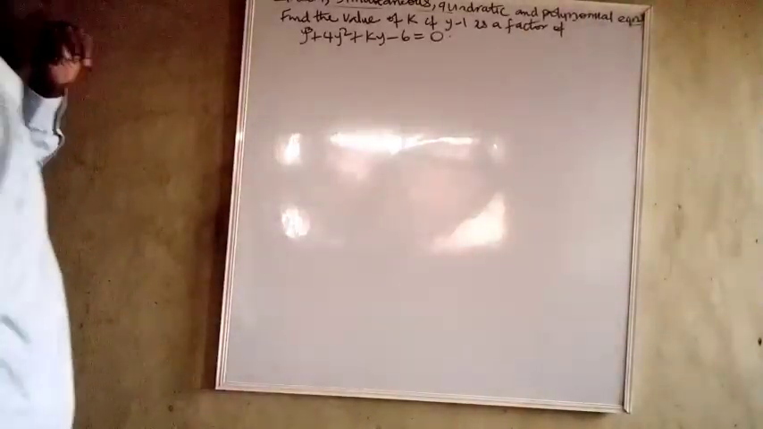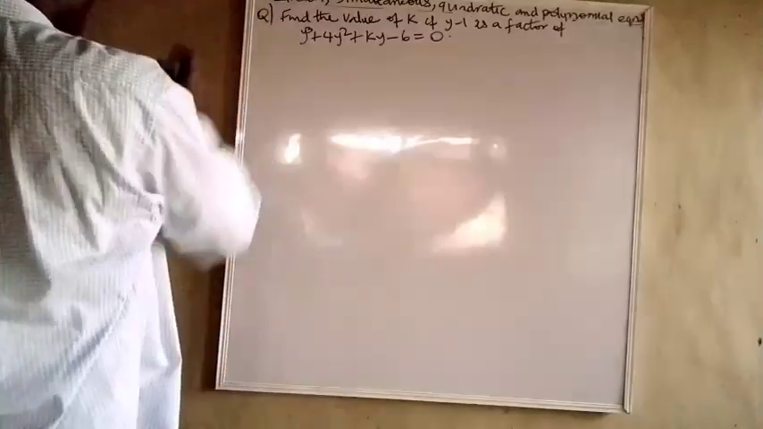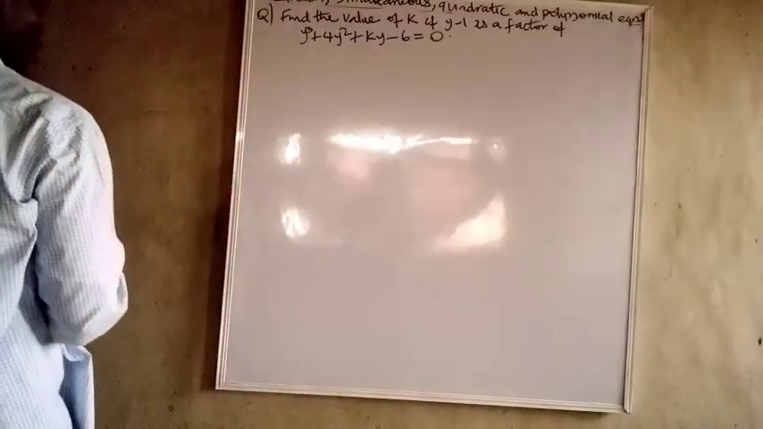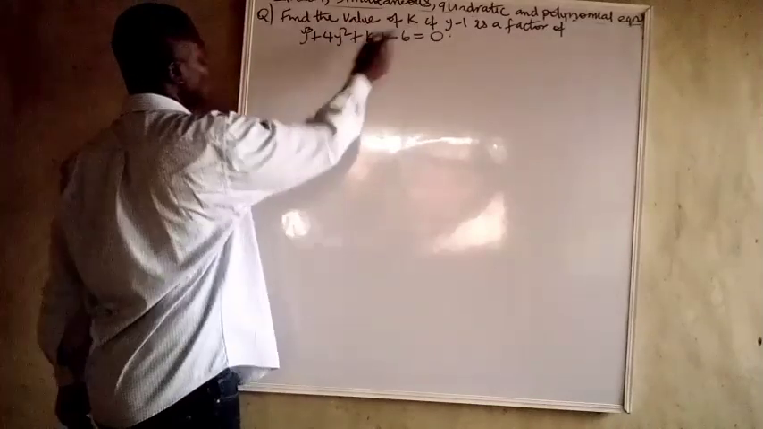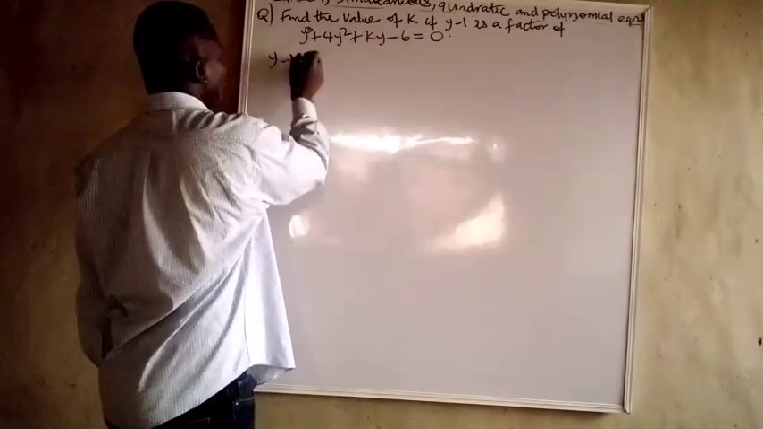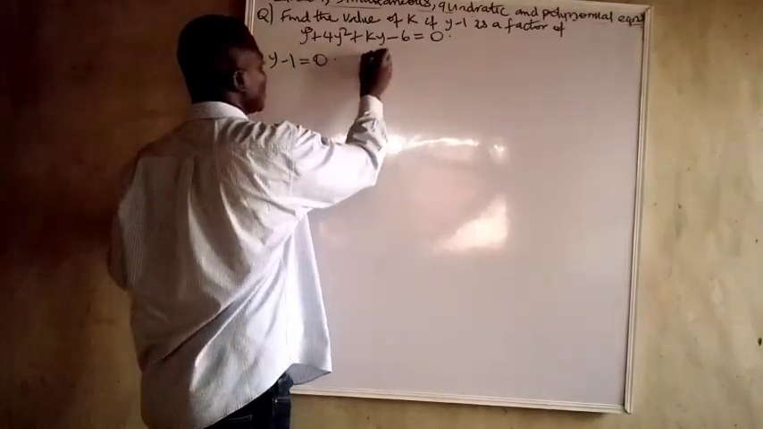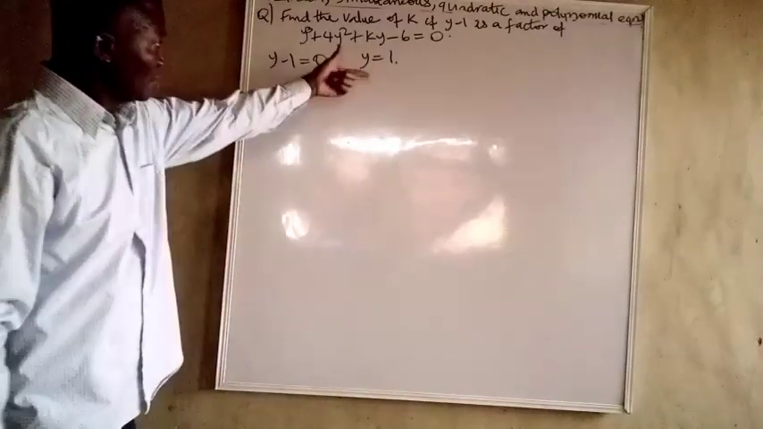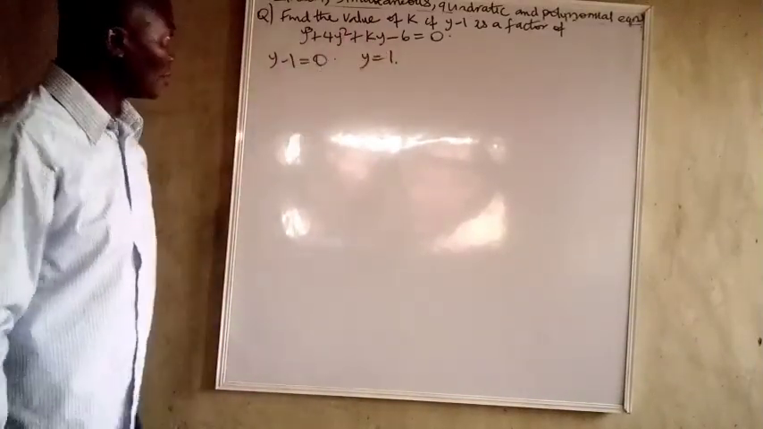Now let's solve this. The question says, find the value of k if y minus 1 is a factor of y cubed plus 4y squared plus ky minus 6 equals 0. Since y minus 1 is a factor, that means y minus 1 is 0. So what does that mean? When we substitute 1 for y in the equation, we are going to have 0. That's the factor theorem.